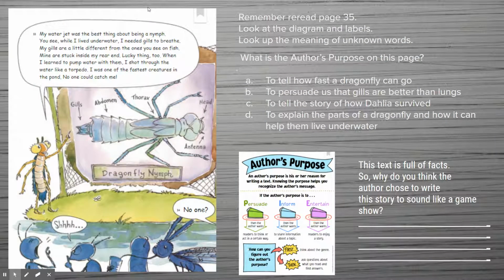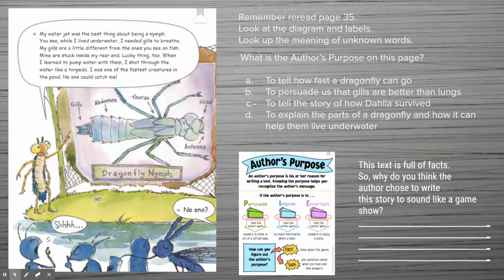All right, so this is your job. This is what you will be doing. You're going to reread page 35. Look at the diagrams and the labels. So on this page, you can see the diagram of a dragonfly nymph, and then it has the labels of each of these parts. And you're going to find what is the author's purpose.